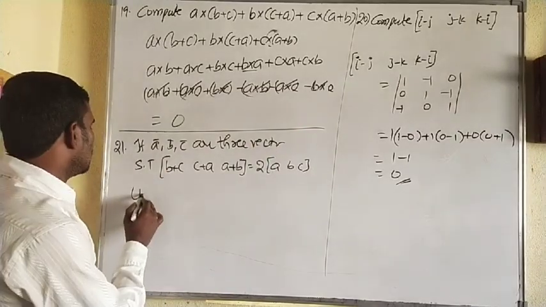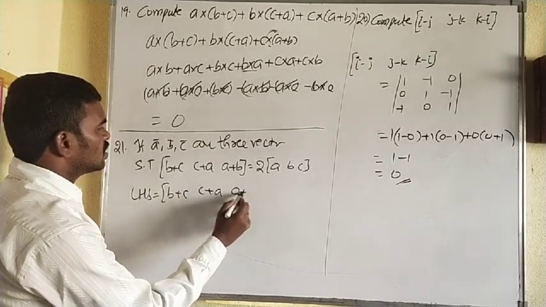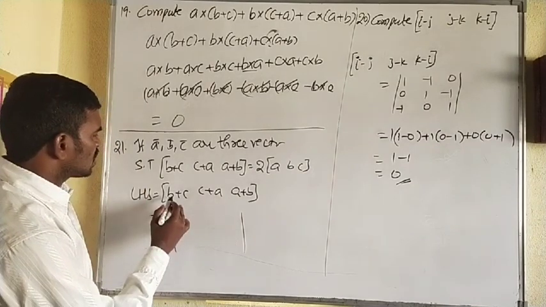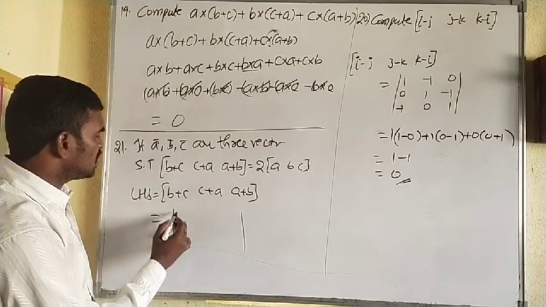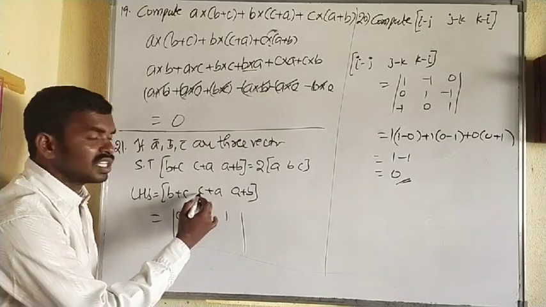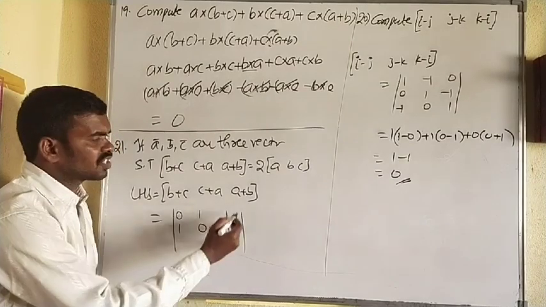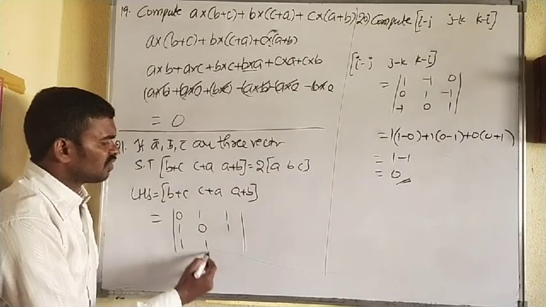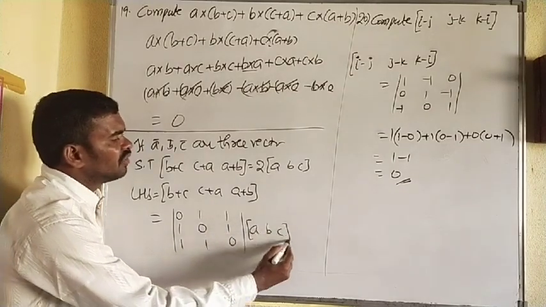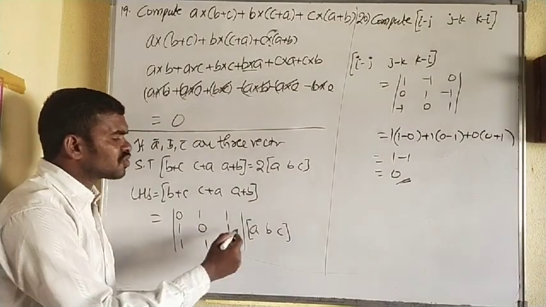So taking LHS, what is that? Box (B plus C), (C plus A), (A plus B). So which is equal to the determinant. First vector: A term is not there, 0, B coefficient 1, C coefficient 1. From the second vector, A coefficient is 1, B coefficient 0, C coefficient is 1. Next, from here A coefficient 1, B coefficient 1, C coefficient 0. And into box ABC we should write.